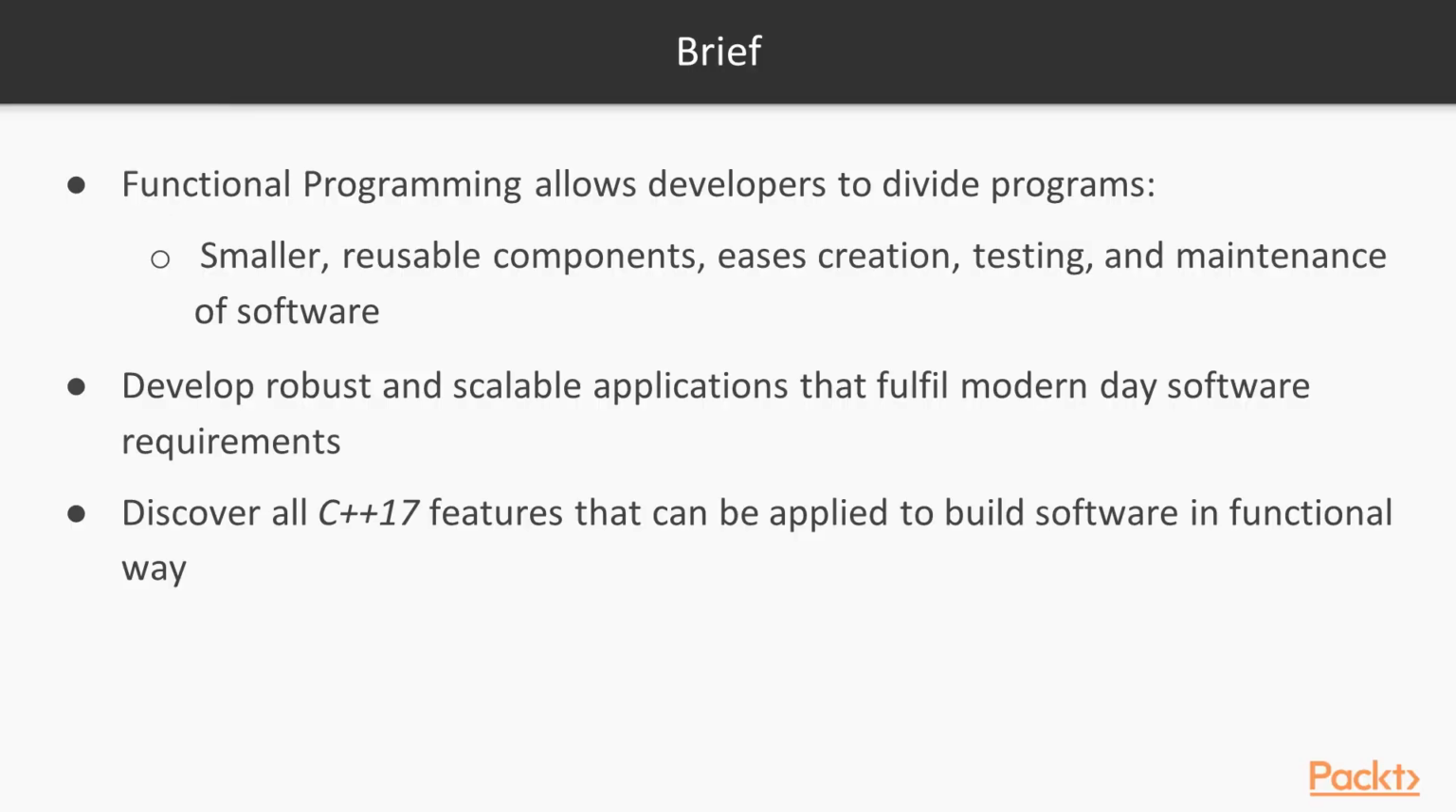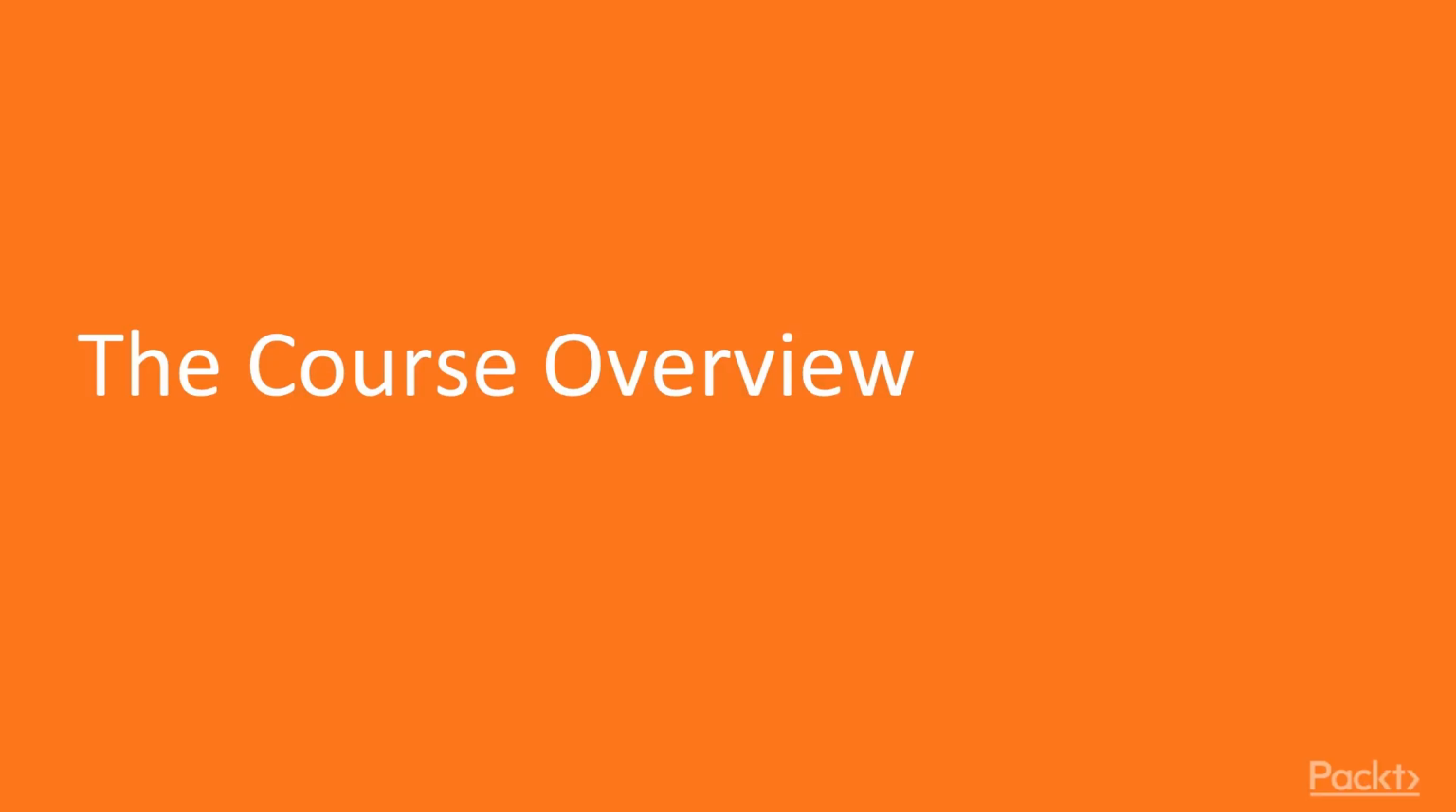Let me brief you about this course. Functional programming allows developers to divide programs into smaller reusable components that ease the creation, testing, and maintenance of software as a whole. Combined with the power of C++, you can develop robust and scalable applications that fulfill modern-day software requirements. This course will help you discover all C++17 features that can be applied to build software in a functional way. So now let's have a look at what we have in store for this course in detail.